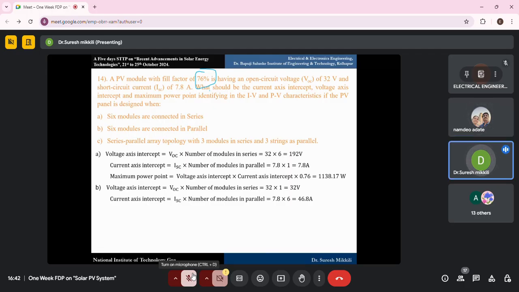That's why I explained the series configuration, and that's what I want to show you here. Series or parallel, voltage and currents will differ, but the power will be the same, even though the fill factor is some percent.